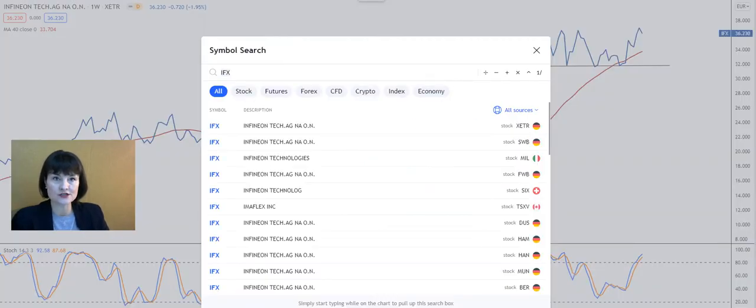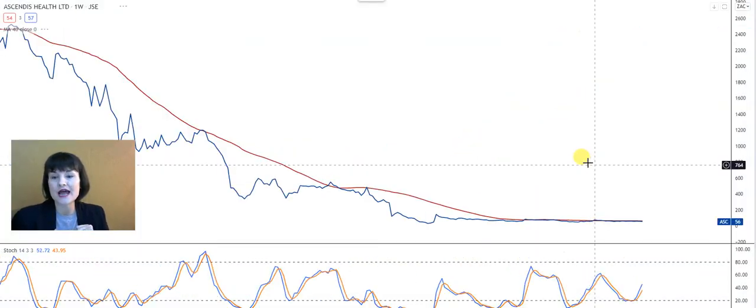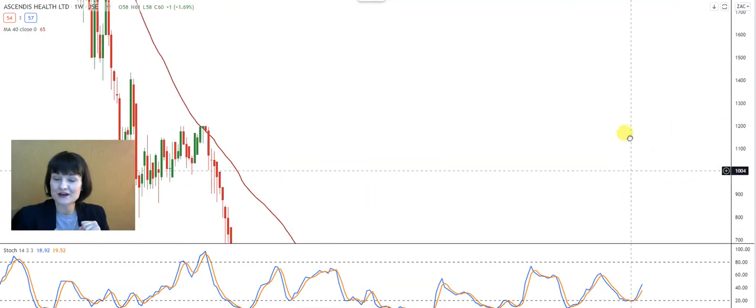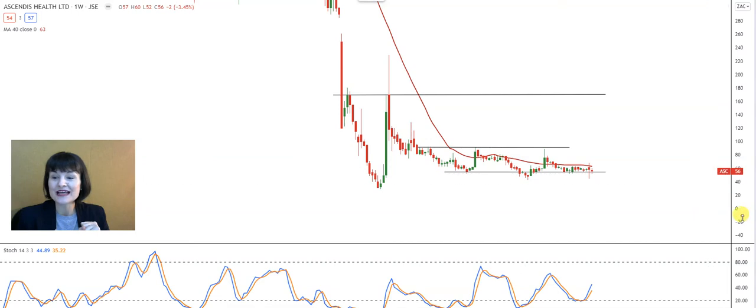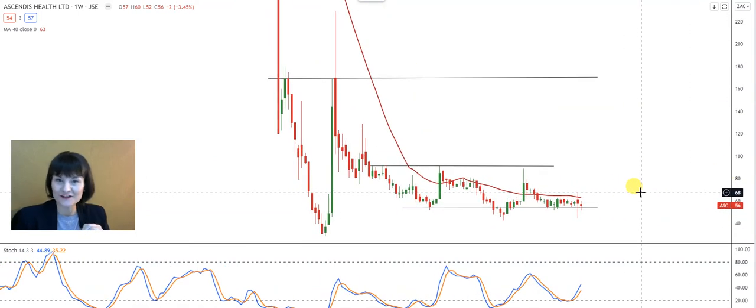Rue wanted us to look at Ascendis Health. Listed on our JSE, ticker ASC. And Rue, I know you said in your question that you're in a loss. I think there are only a few, if any, investors that are in a profit on Ascendis Health. So let's have a look at the graph.